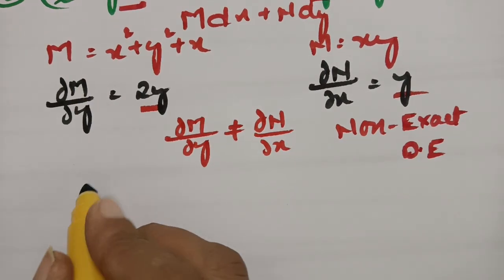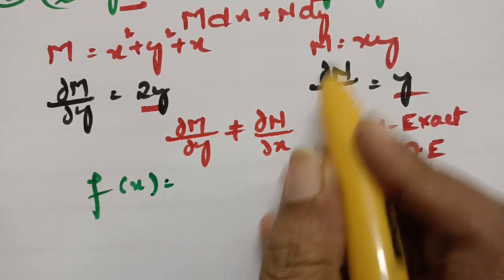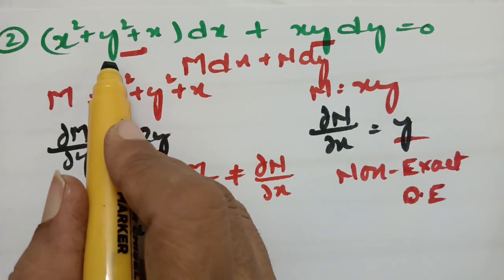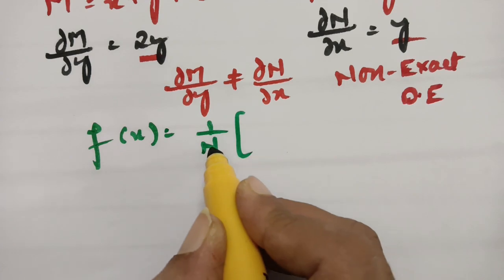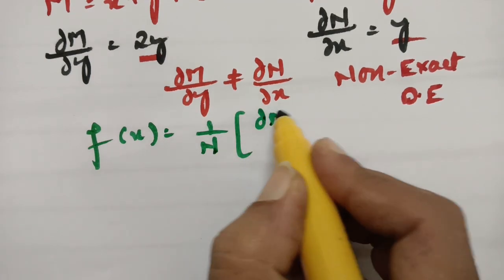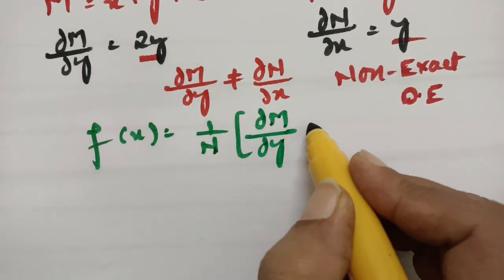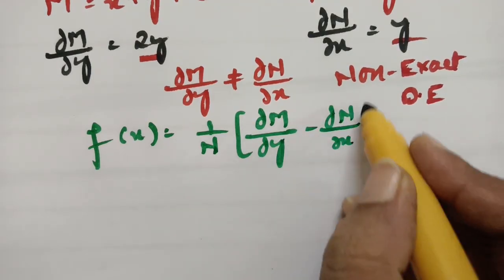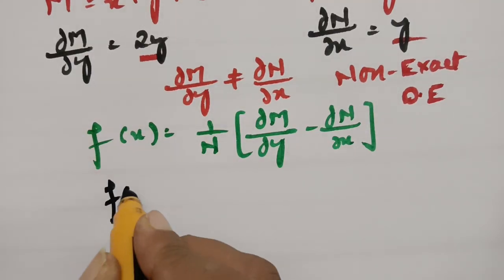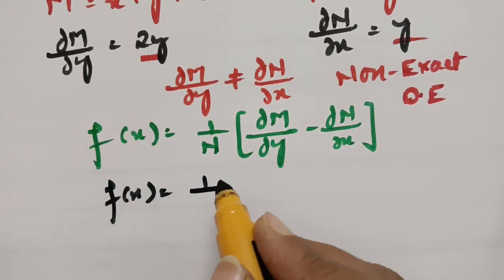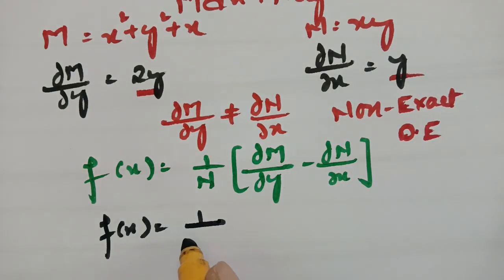So here I am considering f of x. As the n value is smaller when compared to m, I am taking n in the denominator, 1 by n. If I start with n, I have to go with m, dou m by dou y minus dou n by dou x. So what is our f of x value? The f of x value is nothing but 1 by n. What is our n value? That is xy.